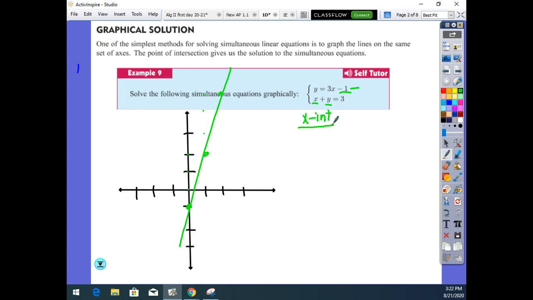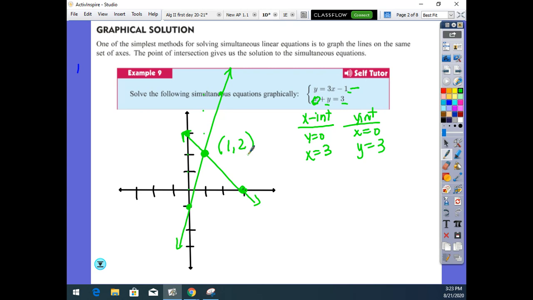How do I find the x-intercept? I know that y equals 0 at the x-intercept, so if I replace y with 0, I get x equals 3. Then the same, how do I find the y-intercept? That's when x equals 0, and then y equals 3. So I'm going to plot my y-intercept and my x-intercept, and then connect my lines and put arrows. Where do they intersect? At the coordinate point (1, 2).